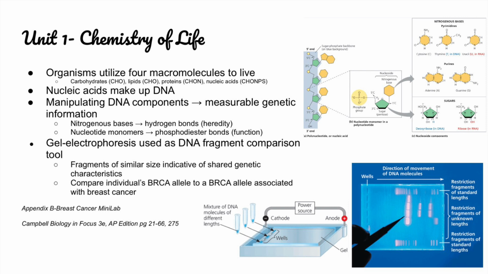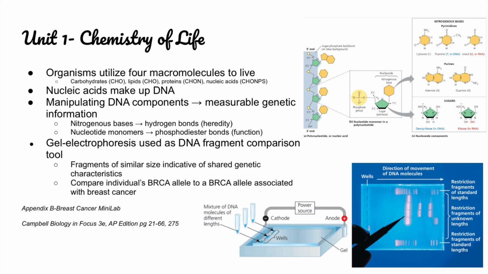By manipulating these building blocks of DNA, these monomers, we can get measurable genetic information such as the frequency and number of nitrogenous bases, which can tell us a little bit about heredity and relatedness. Nucleotide monomers are held together by phosphodiester bonds in a strand, the sugar phosphate backbone. By noticing the certain schedule and patterning of them, you can get a little insight into what protein or structure that genetic information will eventually code for.